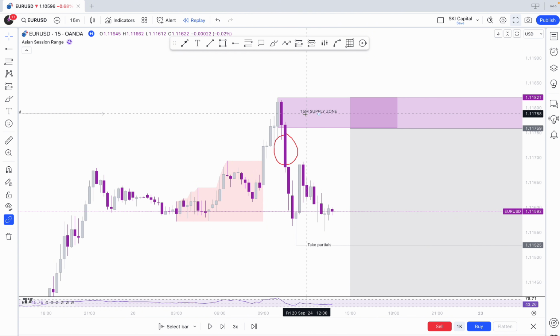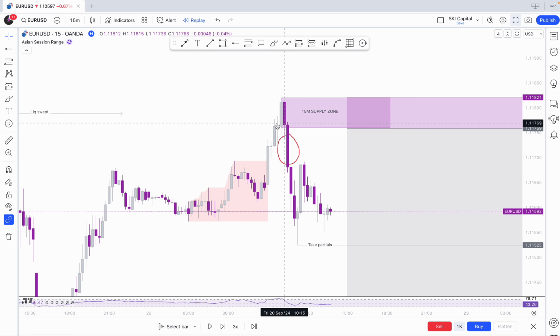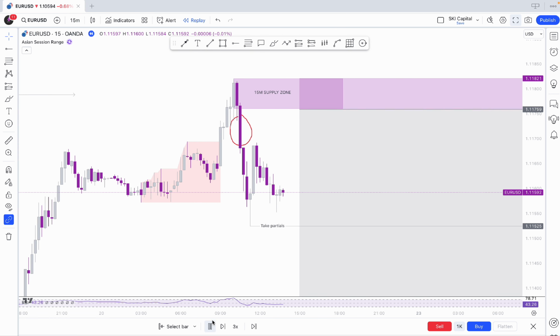So I had this 15-minute supply zone and I took only the body. I never include the wick. It depends on you if you want to include it or not, but I took only the body, right? So let's play the price and see how it goes.